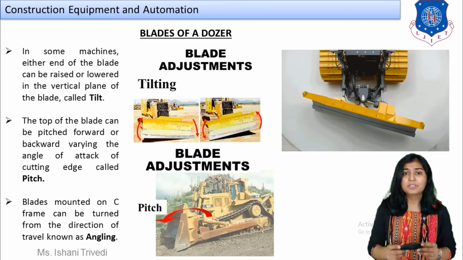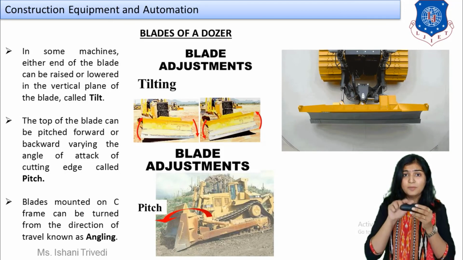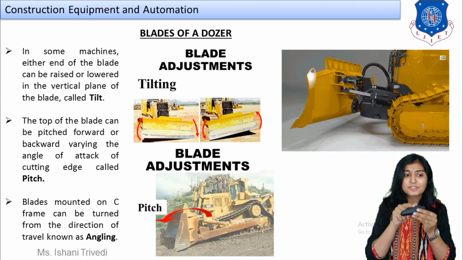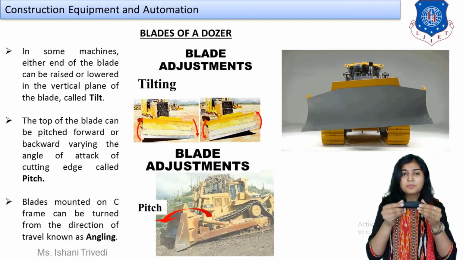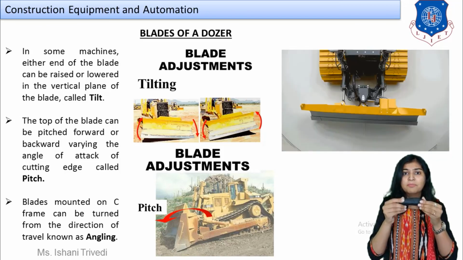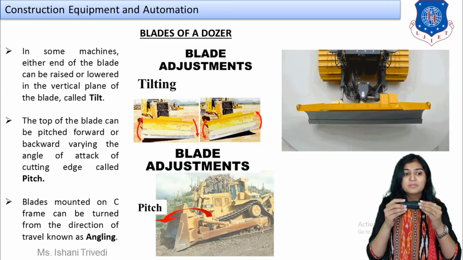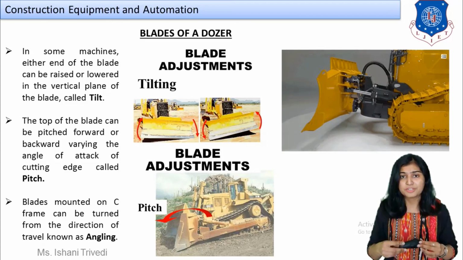Second, we have the top of the blade. The top of the blade can be pitched forward or backward, right? This is your mechanism. The top of the blade can be pitched forward or backward. That particular mechanism is called pitch.